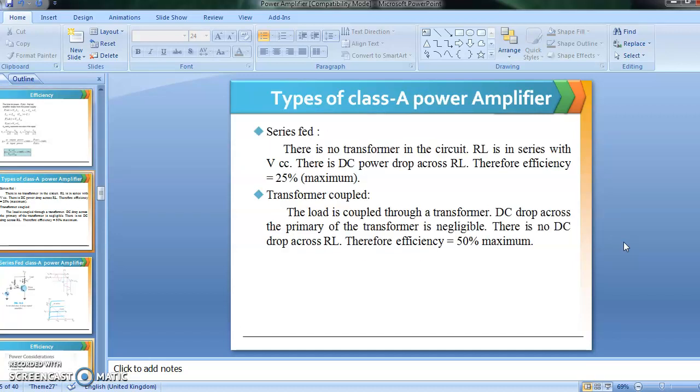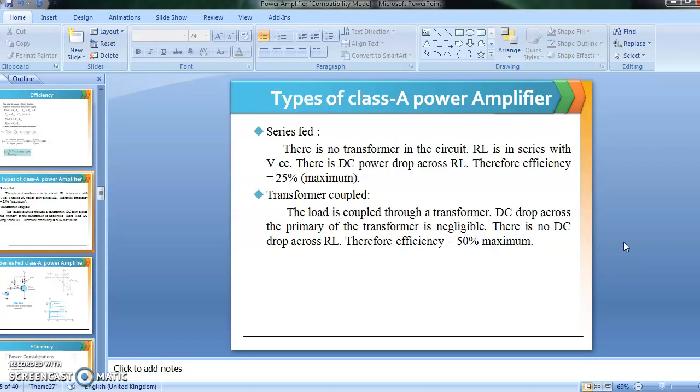So next is the types of class A power amplifier. Here there are two types. One is the series feed, another one is the transformer coupled. That means how the load resistance will be placed. Based on the load resistance, the class A power amplifier is classified into two types. One is series feed and the next one is transformer coupled.